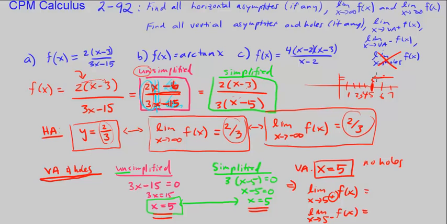And as we get closer and closer to 5, when we plug in 5, we get 2 times 5 minus 3, which is 2 times 2, which is 4, over 3 times 5 minus 5, which is 3 times 0, which is 0. We're going to go up to positive infinity, basically. There's going to be a vertical asymptote here.